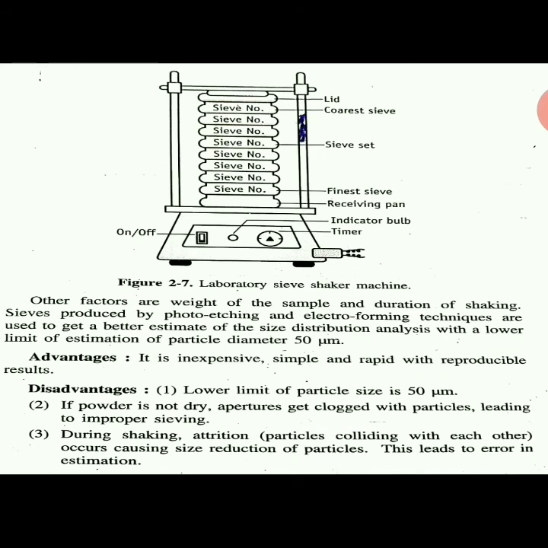Then what is the construction? In that this machine consists of, here first one is this is a button used for on off the machine. Then here the timer, this is the indicator bulb here. Okay, here this is a receiving pan after the proper size separation.